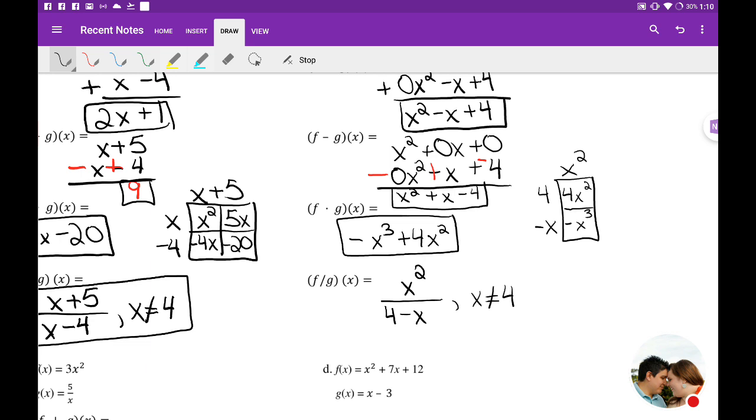If I put 4 in as x, that would make the denominator 0, and in which case I wouldn't be able to have this. It would be undefined. So make sure you list both parts for division. Anytime you have a denominator, you need to list both parts.